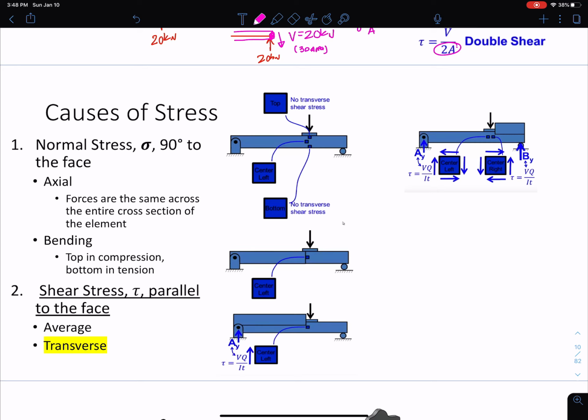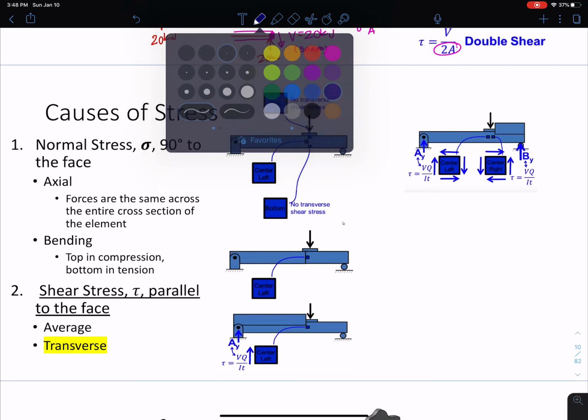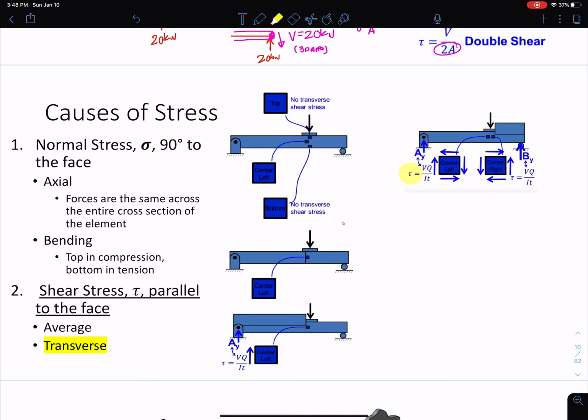So for this type of shear here, we're going to use the formula VQ over IT. And again, we're going to derive that later. But what we see here is that this is not uniform along the cross section. And again, with that derivation, we'll show why.